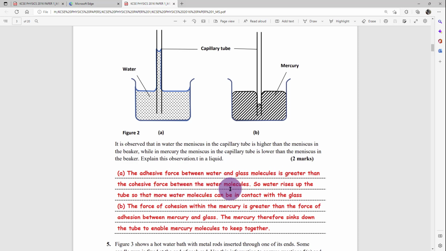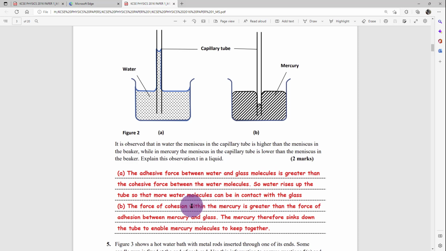In A, the level rises because the adhesive forces between water and glass molecules are greater than the cohesive forces between water molecules. Now, when we talk about adhesive forces and cohesive forces, it's not enough to just talk about adhesive force between water and glass. It is adhesive forces between water molecules and glass particles or glass molecules. So remember to state the force between the particles. So water rises up the tube so that more water molecules can be in contact with the glass.